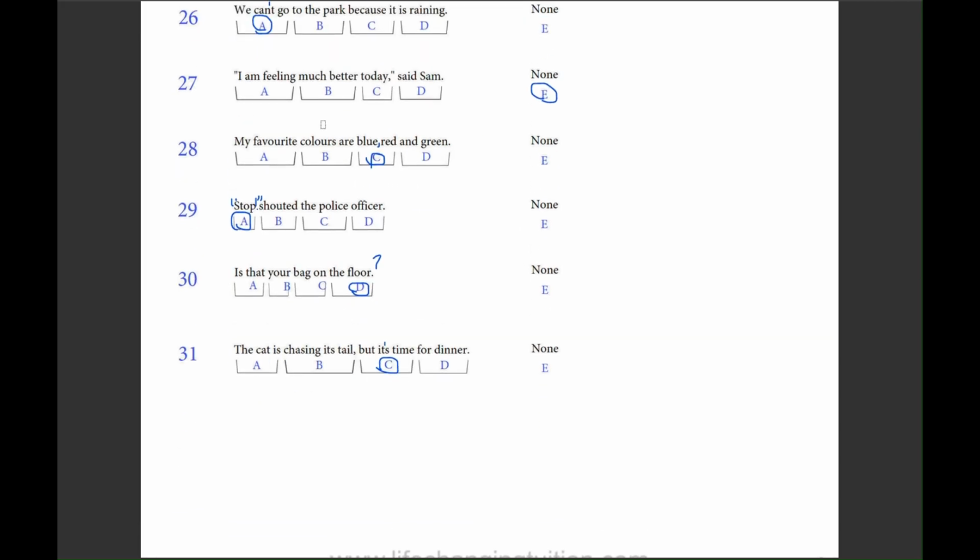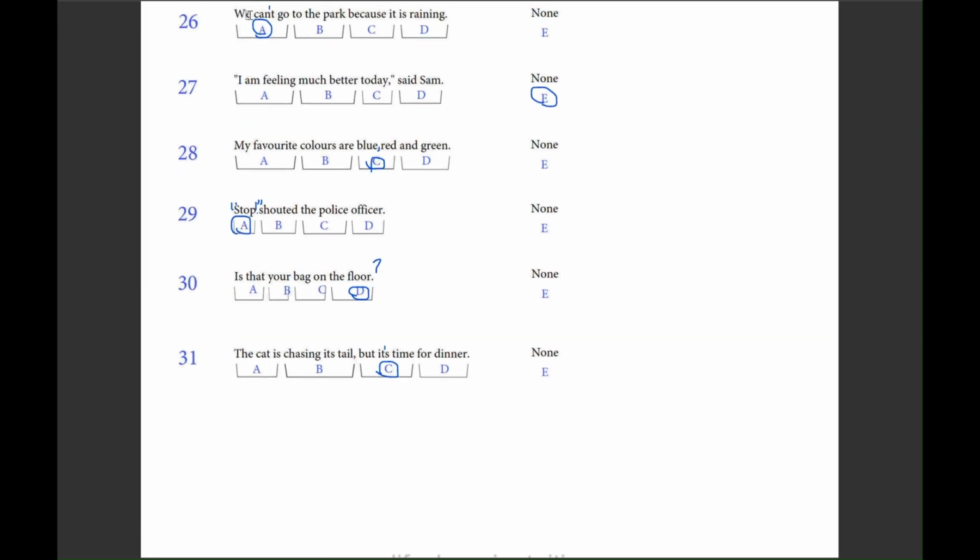Next, question 26. How should the punctuation be corrected in "We can't go to the park because it is raining"? Your choices: A, we can't; B, go to; C, the park; D, because it is raining; E, none. The "why not" confirms that E is not correct and the issue is in group A. The correct answer is A, we can't. The explanation makes it clear that the contraction needs an apostrophe. It should be can't.